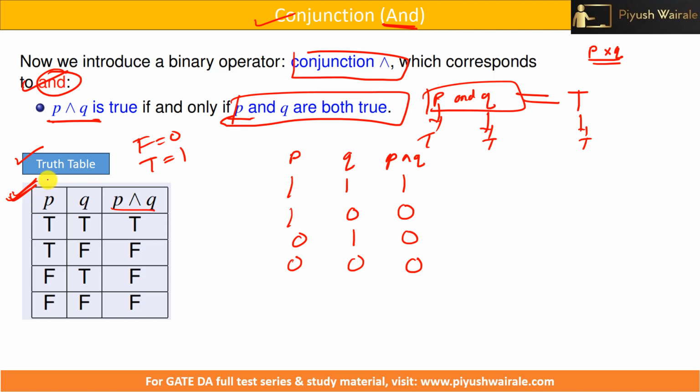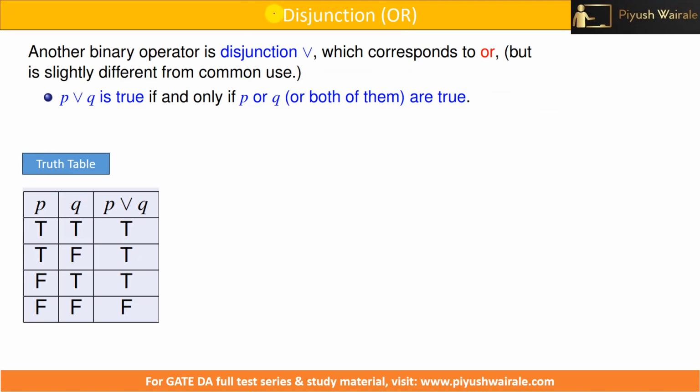It is conjunction. Okay. So we'll move on to disjunction, that is OR. Another binary operator is disjunction. This is indicated by a V symbol, which corresponds to OR, right? But it is slightly different from the common use. So we can say P or Q is true if and only if either P is true or Q is true or both of them are true, right? So this is basically the condition for inclusive OR.